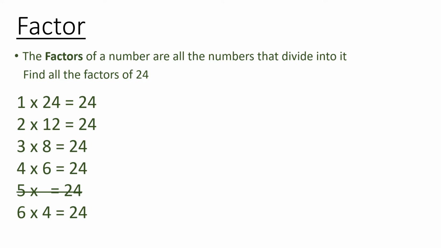Now we move on to 3. 3 times something would give us 24, and that's 8. And we move on to 4. 4 times something gives 24. Now when we get on to 5, we realise that 5 cannot divide into 24 exactly, can it? Because we go 5, 10, 15, 20, 25. And so 5 would not be a factor of 24. And then we move on to 6, as shown before. 6 times 4 would give us 24.